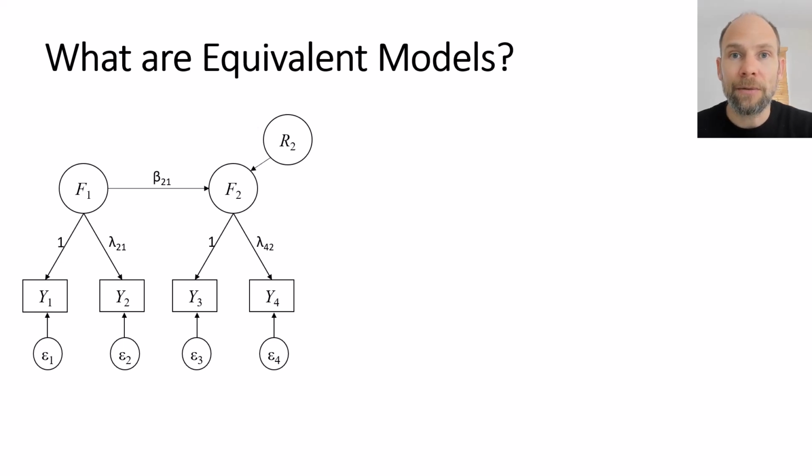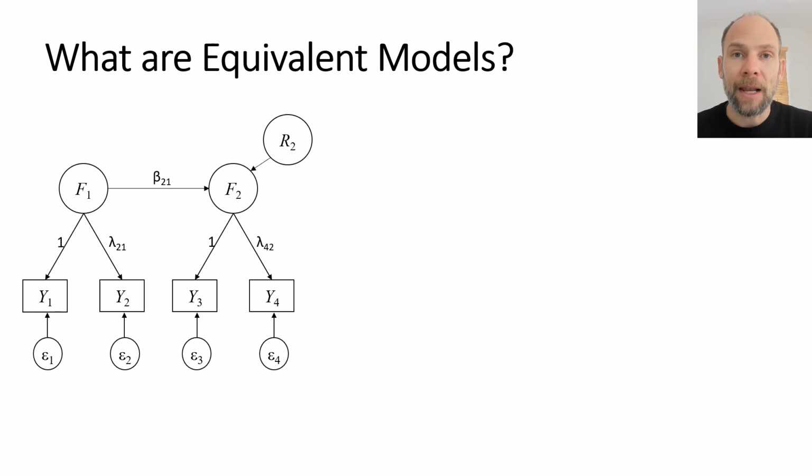So they will give you the same chi-square value for the test of model fit. They'll have the same degrees of freedom. They will result in the same p-value for the chi-square test of model fit, and also the other fit statistics like RMSEA, CFI, TLI, SRMR, and so on. They will all be exactly the same because the models fit the data exactly the same. Yet they may have a very different structure.